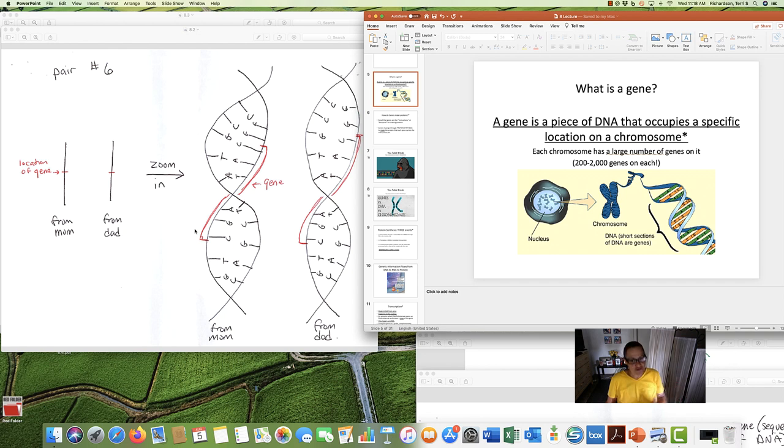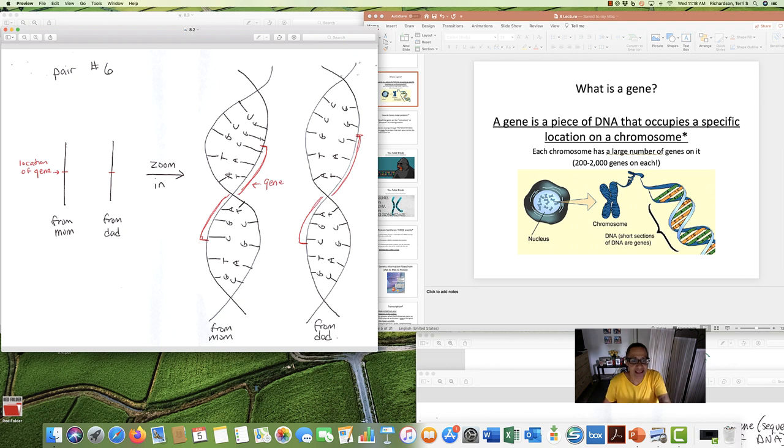And the interesting thing is that in your pairs, where you got one from mom, one from dad, in the exact same spot on both chromosomes will be the same gene. I'll say that again. On each pair of chromosomes, in the exact same place on each chromosome, will be a gene for the same protein.